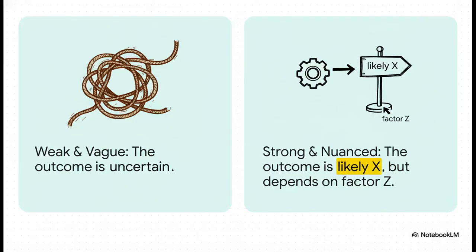Okay, let's look at this side by side. A weak conclusion is just saying, the outcome is uncertain. I mean, that tells your reader literally nothing. It's a total dead end. But now look at the strong, nuanced version. The outcome is likely X because of Y, but depends on factor Z. Do you see the difference? It's huge. You've given a probable outcome, you've given the reason, and you've pinpointed the exact variable that the whole thing hinges on. Now that is helpful analysis.